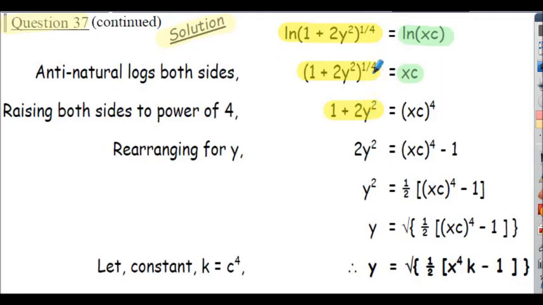That's the third law of indices problem. xc has to be raised to the power of 4. The next three lines are rearranging for y. Last line here, we're simply letting constant k equal to c to the power of 4. So here's c to the power of 4, which is being replaced with lowercase k. So that's our final solution for question 37.